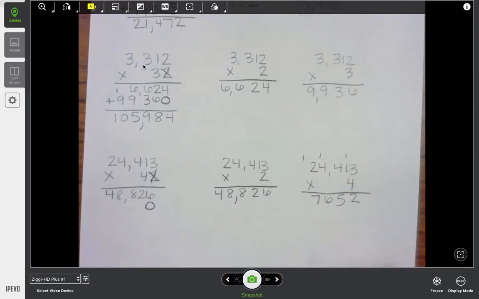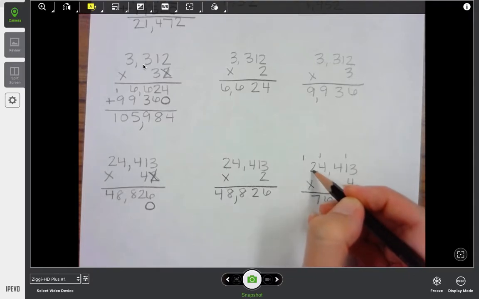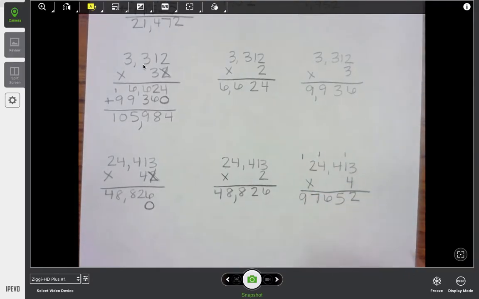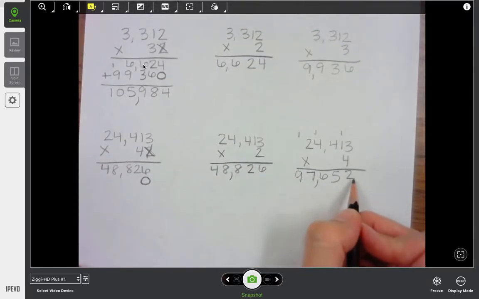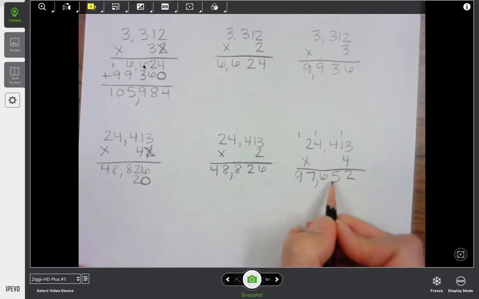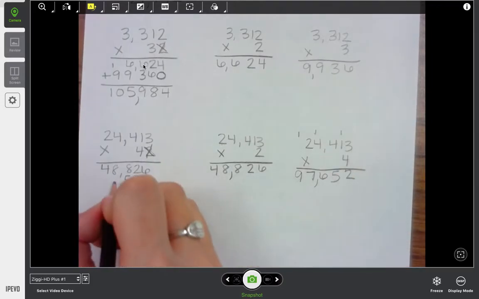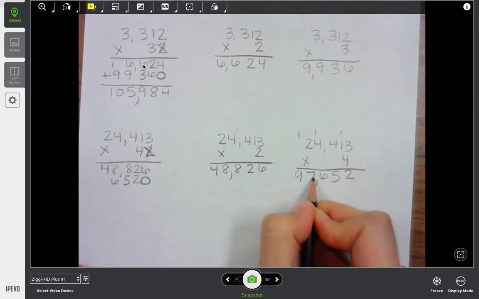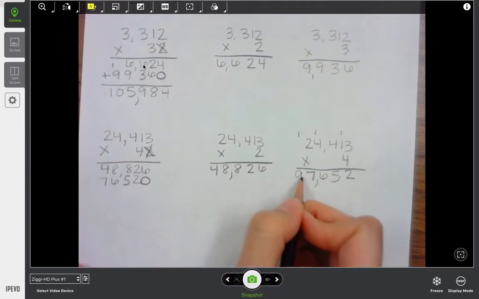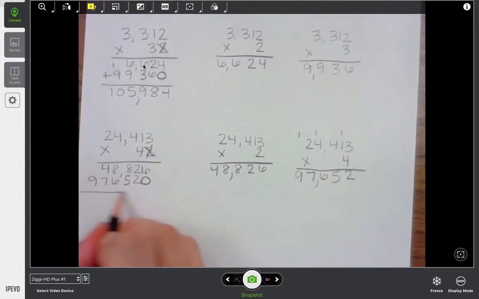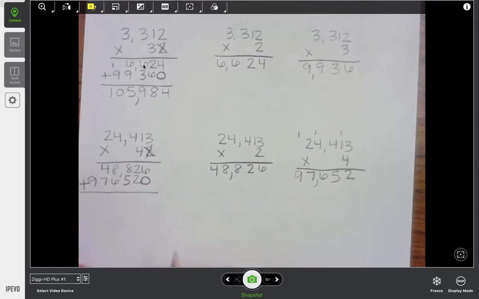I carry my 1. 4 times 2 is 8, plus 1 is 9. So my answer was 97,652. This is where you have to be careful about transferring the number. Make sure you line them up correctly. So my 2 goes under this 2. My 5 goes here. My 6 goes here. My 7 goes under the 4, and then my 9. And I've got to add those up.